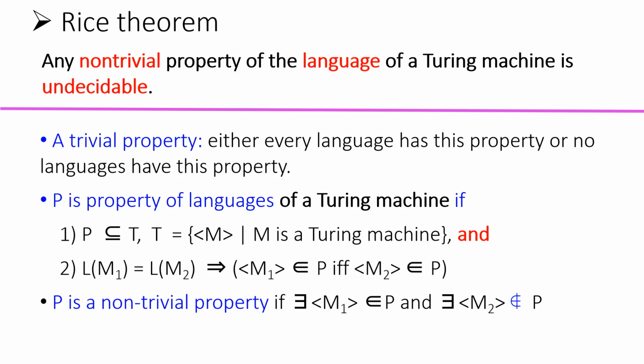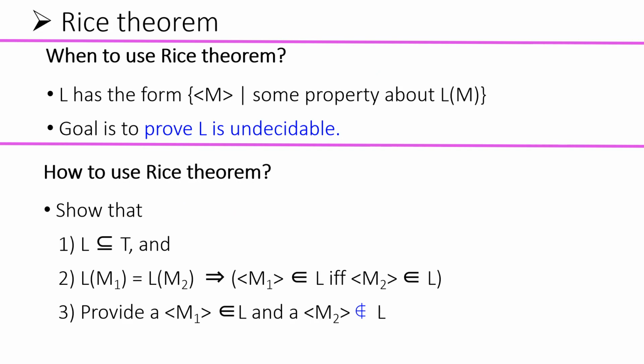Third, P is a non-trivial property if we can find a machine M1 that is in P and find another machine M2 that is not in P. In this third step, we need to find those specific machines. Great! We now have a good understanding of this Rice's theorem. Next, we'll discuss when and how to use it.